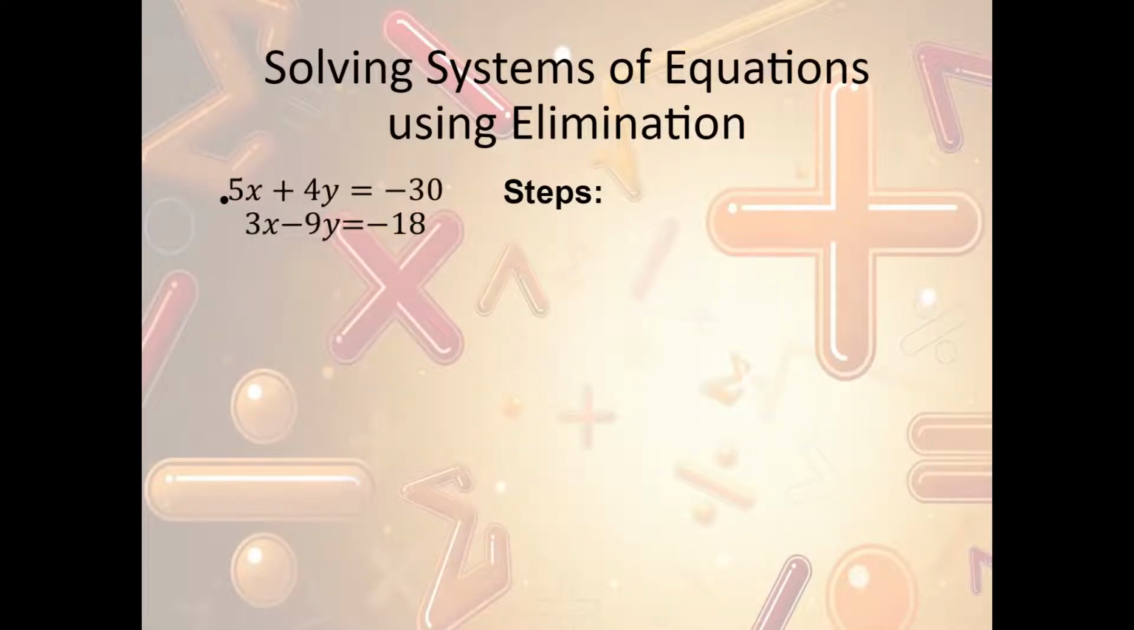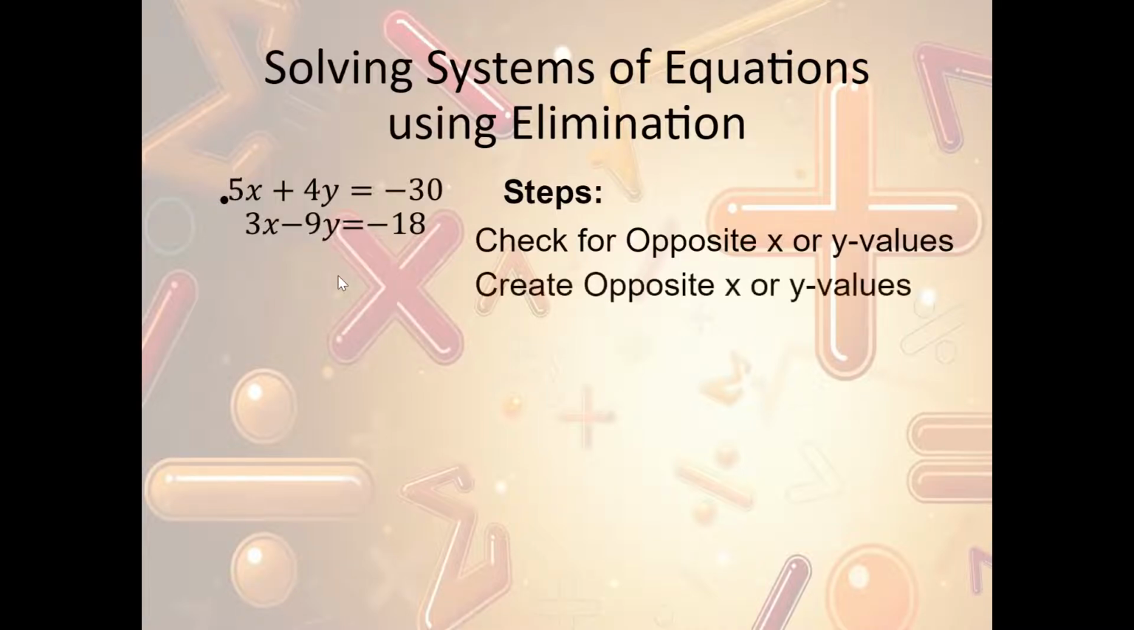Now let's take a look at another example. This time, though, we're going to notice something's a little different than the last one. So it says 5x plus 4y is equal to negative 30, and 3x minus 9y is equal to negative 18. So we begin, like always, by checking for opposite x values or y values. So 5 and 3 are not opposites, and 4 and 9 are not opposites.